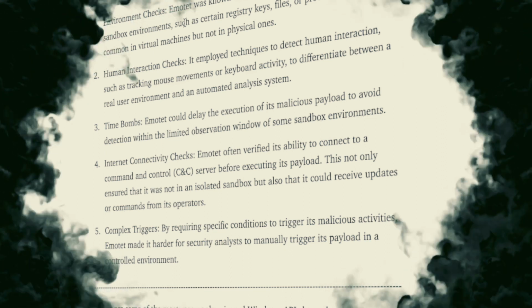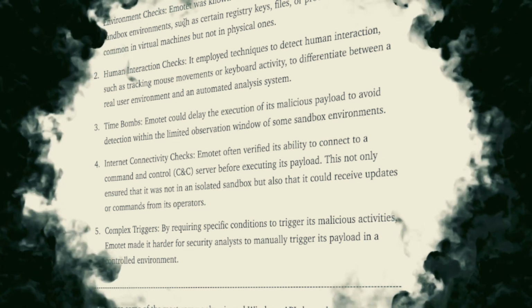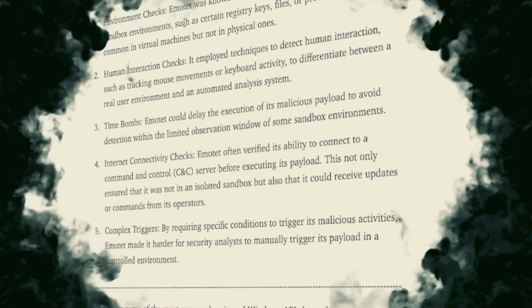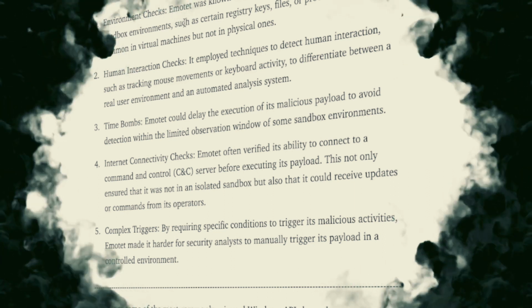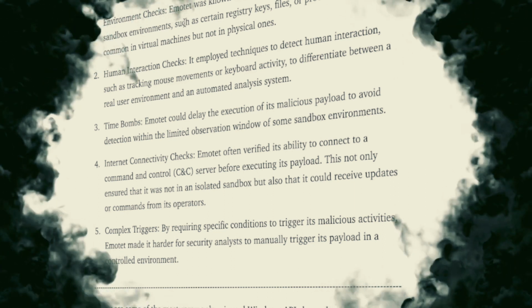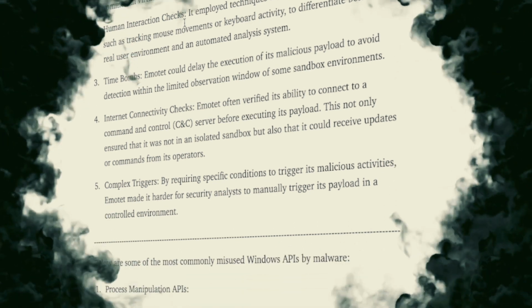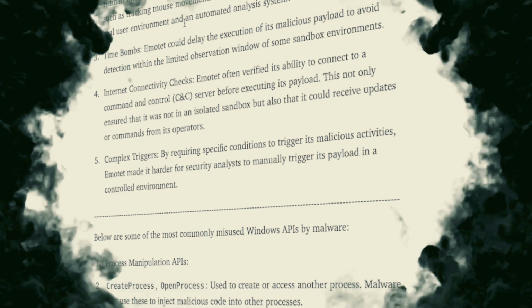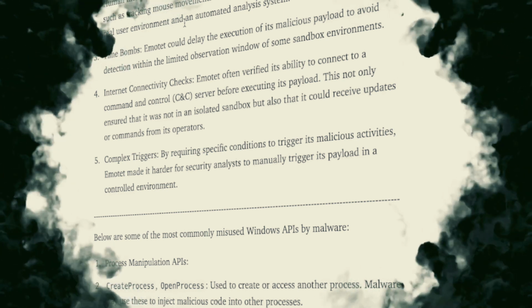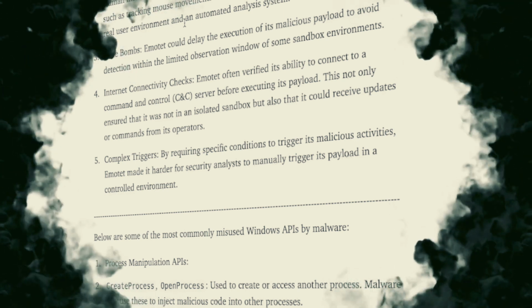Time bombs. Emotet could delay the execution of its malicious payload to avoid detection within the limited observation window of some sandbox environments. Internet connectivity checks. Emotet often verified its ability to connect to a command and control (C2) server before executing its payload. This not only ensured that it was not in an isolated sandbox, but also that it could receive updates or commands from its operators.